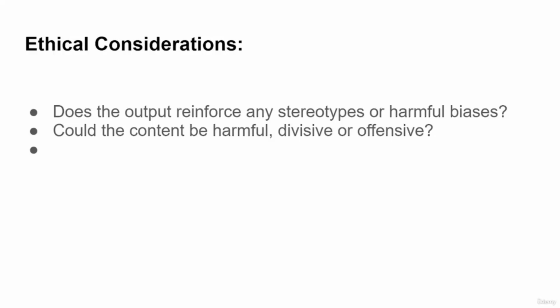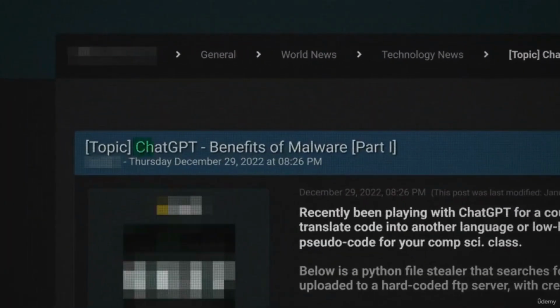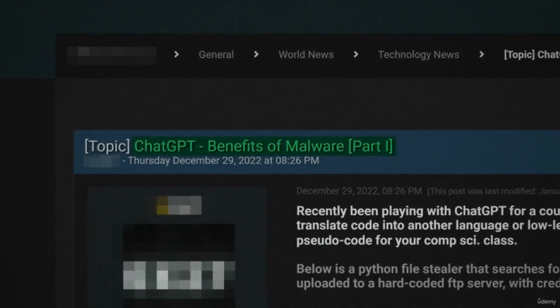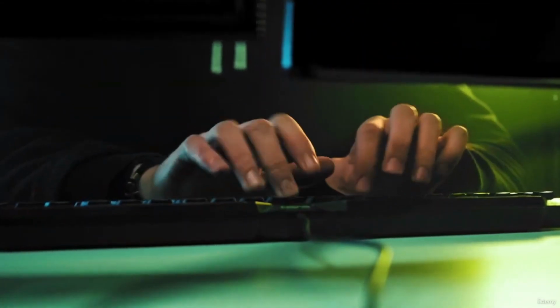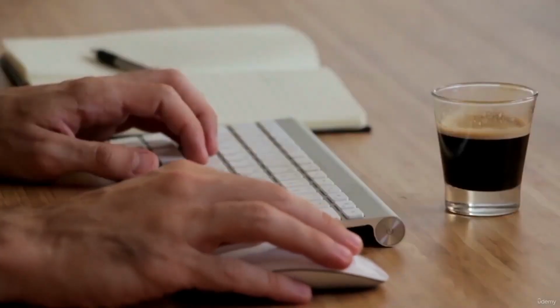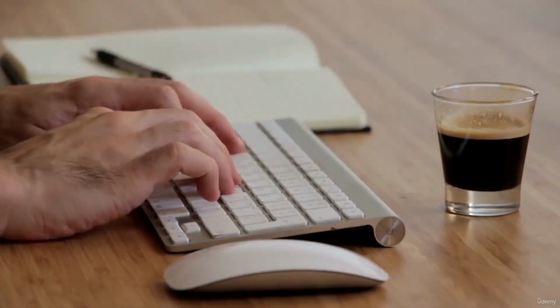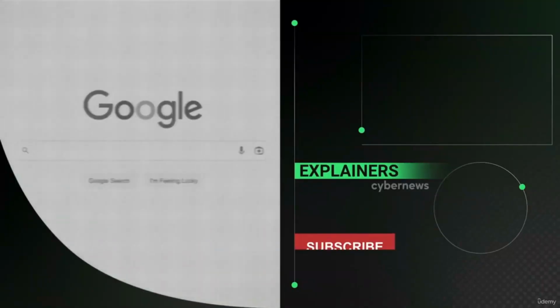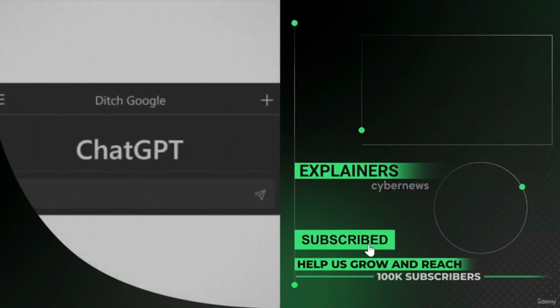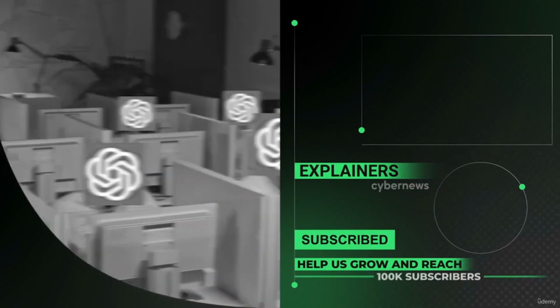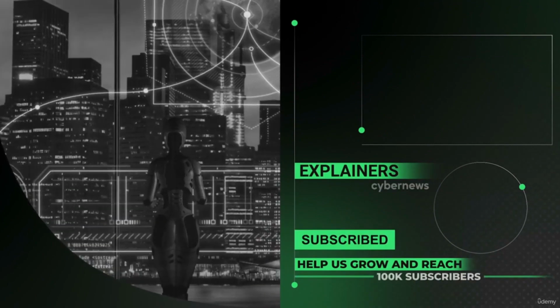The other consideration is, could the content be harmful, divisive, or offensive? These are also important points to keep in mind, so check whether you are getting any offensive or harmful content from AI or not. These ethical considerations can really help you by being mindful of these factors and continuously refining our prompts. We can create AI applications that can empower and serve many of our diverse audiences. So these can be very helpful in that case.